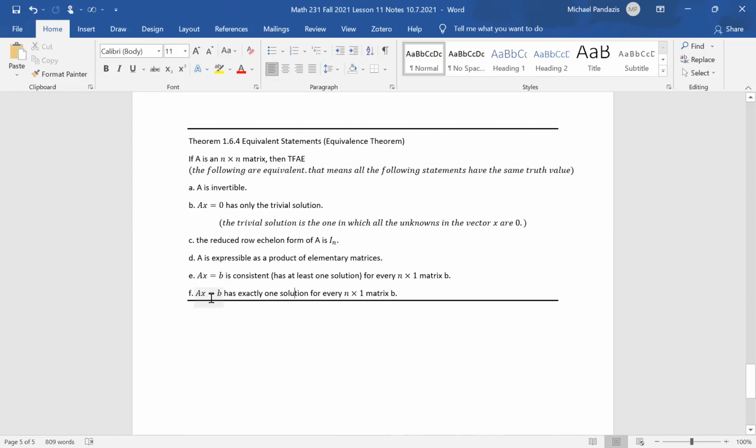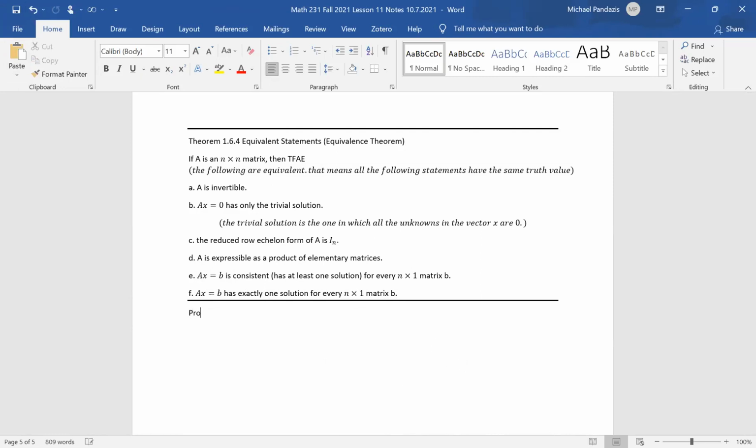And statement F says AX equals B has exactly one solution for every n by 1 matrix B. So F is more specific. E says it has at least one solution. F says there's exactly one solution. And so that's statement F.